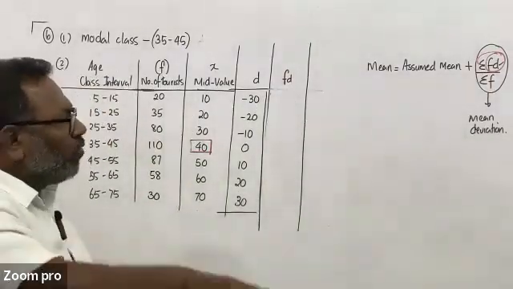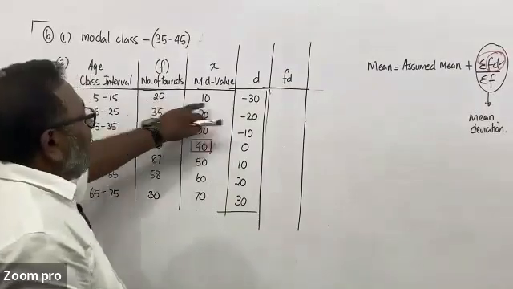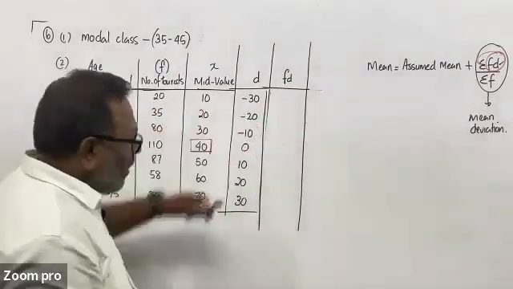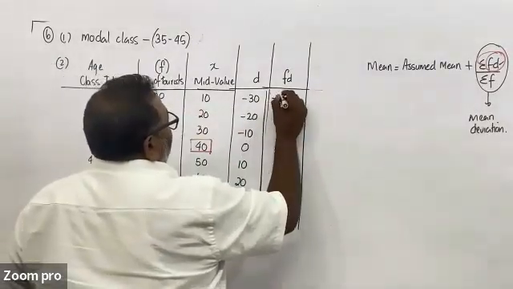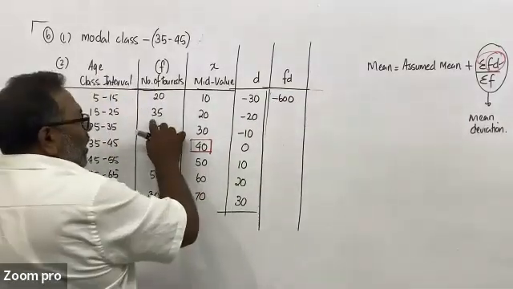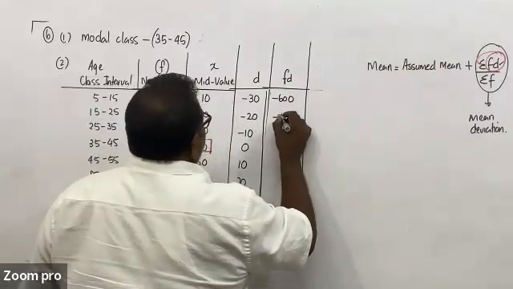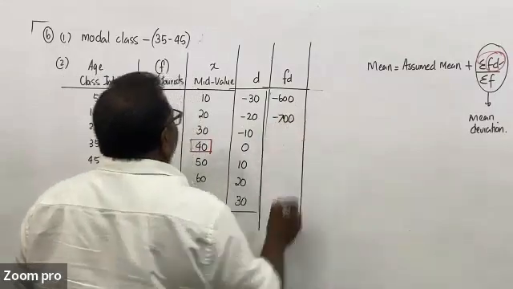Okay. Right. So let's do that quickly. What is the FD column? 20 multiplied by minus 30, minus 600. 35 multiplied by minus 20, minus 700.